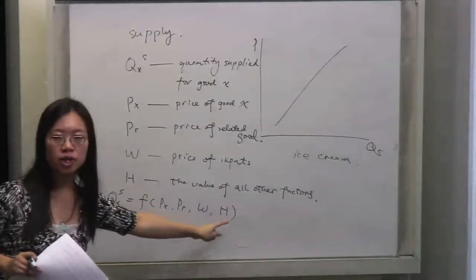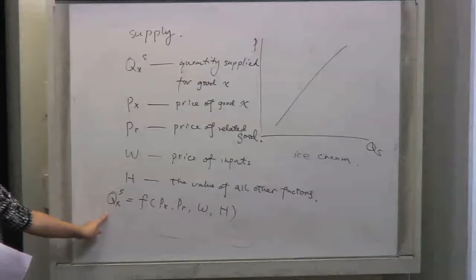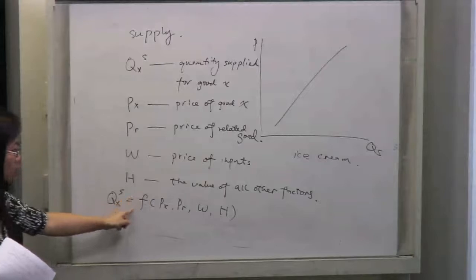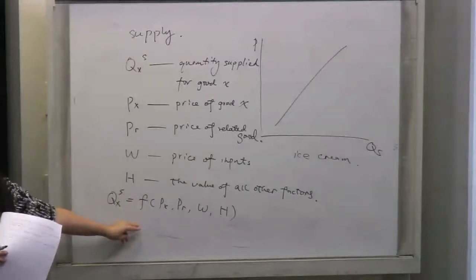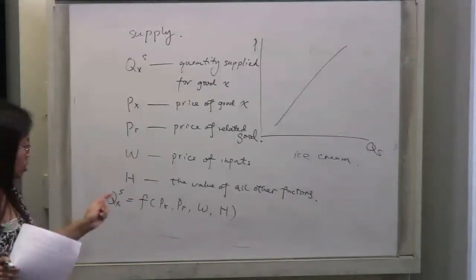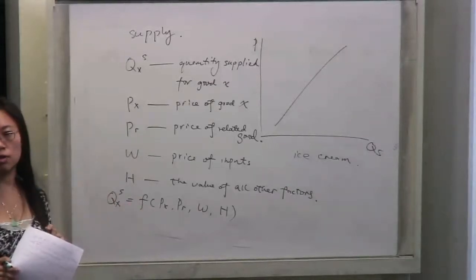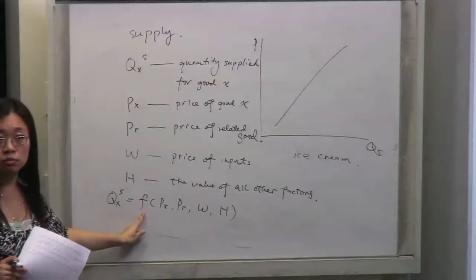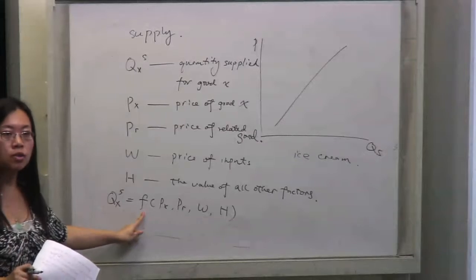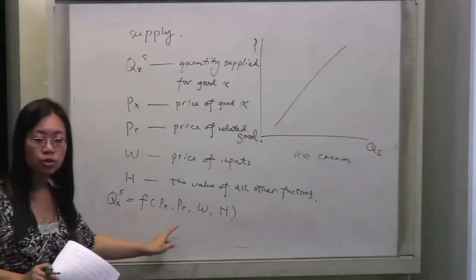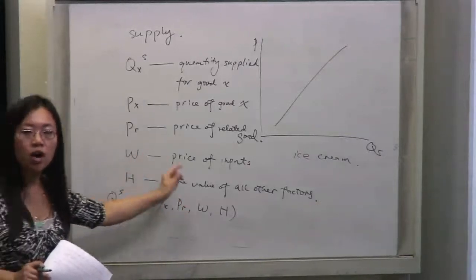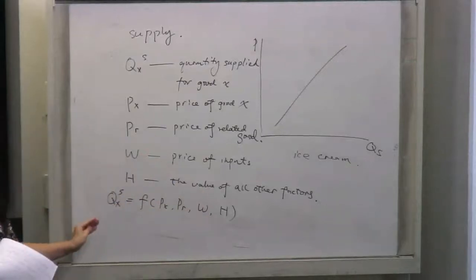Any one of these variables changes, the quantity supplied is going to change. When we do not know the relationship between those variables, we use F to represent this implicit relationship. The economist's job is to collect data to determine what this relationship is. Once this relationship is determined, then as the owner or manager of the business, you can use this relationship to determine whether you should increase or decrease the price, whether you should increase or decrease the wage rate, and how other factors are going to affect the quantity supplied by your own company.